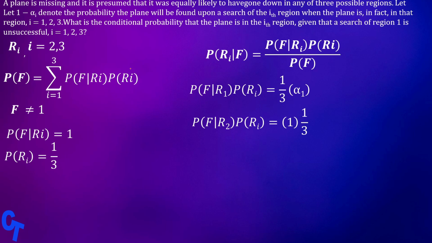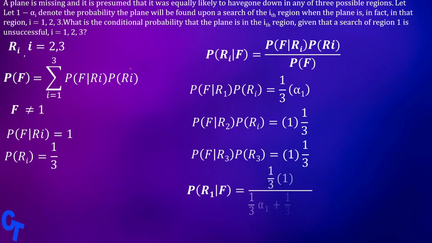Now let's go to the third region. The probability of not finding the plane in the first region when the plane is in the third region, it's certain we're not going to find it, so it's going to be 1. And the probability of the plane being in the third region is going to be 1/3. So now what we have to do is just substitute what we have in our formula, and after that we have to simplify. So this is what we have.